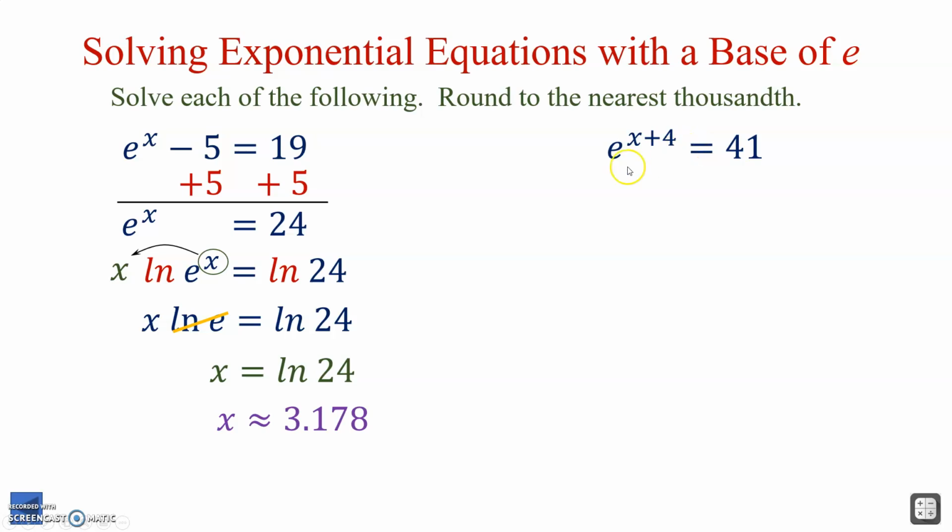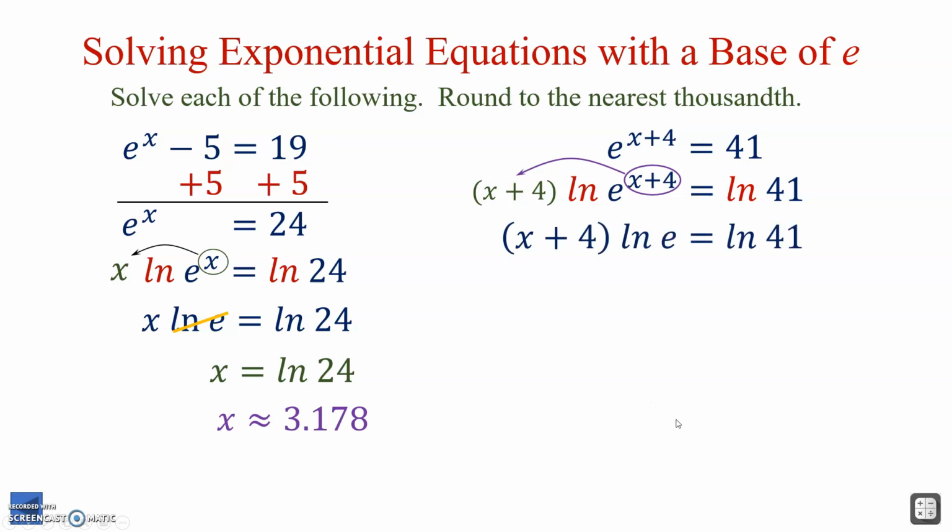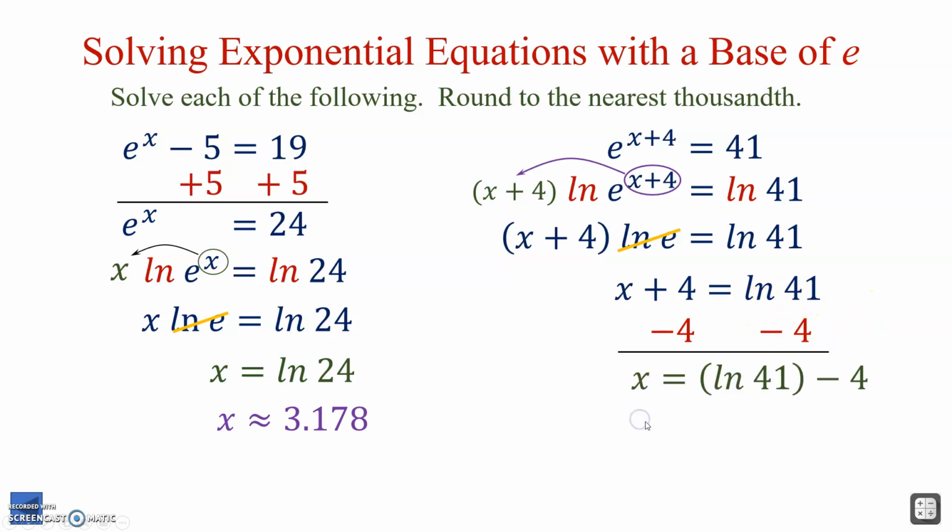Next problem, e to the x plus 4 equals 41. Between these two numbers, and again, e is a number. It's not a letter, it is a number. So between these two, what's furthest from the unknown is the e. That's why we'll first ln on both sides. The entire x plus 4 comes out in front, leaves us with x plus 4 ln e. ln e cancels. There's our x plus 4. Subtract 4 on both sides. Again, that's not 41 minus 4. It's ln 41, ln 41 minus 4.